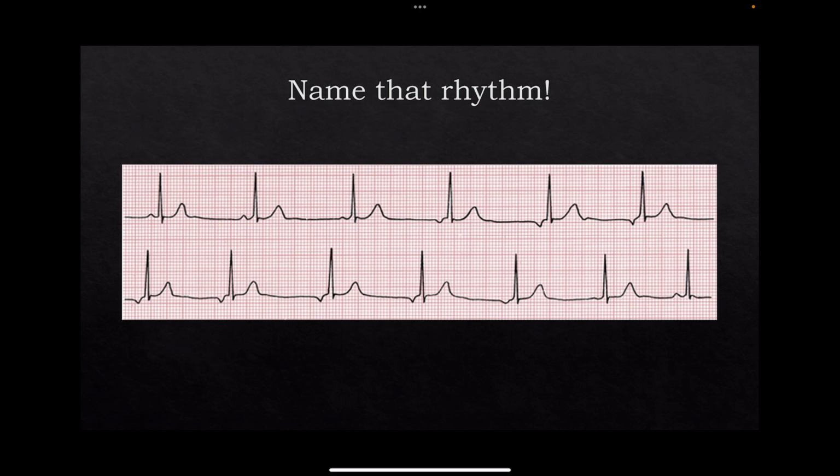Okay, so we see one here. There's one. Here's one. This one's a little deeper. Different areas, wandering atrial pacemaker. This is not all coming from the SA node.